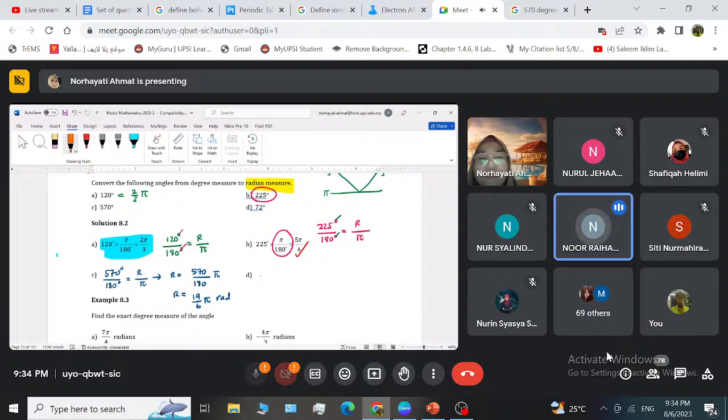Okay. 0.4 radian. Caranya 72 bahagi 180, okay. Sama dengan 0.4 pi radian. R bagi dengan pi kan? Pi. So R sama dengan 72 pi bahagi dengan 180. R sama dengan, kita simplify dalam bentuk, jangan bagi puluhan. 2/5 pi.